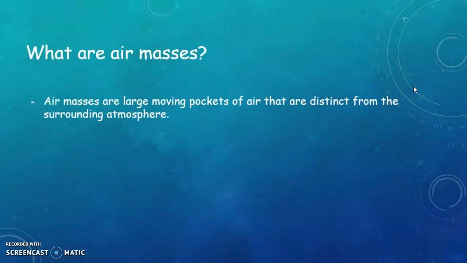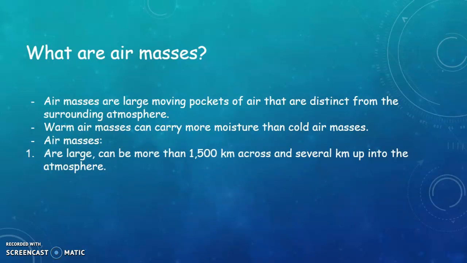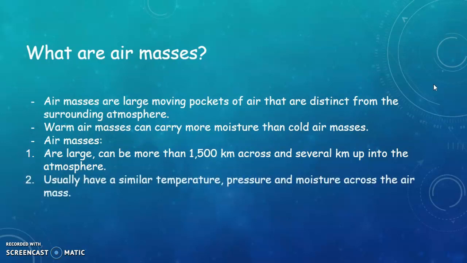So air masses are large moving pockets of air that are distinct or different from the surrounding atmosphere. And we know already that warm air carries more moisture than cold air, so warm air masses carry more moisture than cold air masses. And air masses are large. They can be more than 1,500 kilometers across and several kilometers up into the atmosphere. They usually have similar temperature, pressure and moisture across the air mass. So they have similar weather within the air mass, and they travel across the atmosphere as a single large unit.